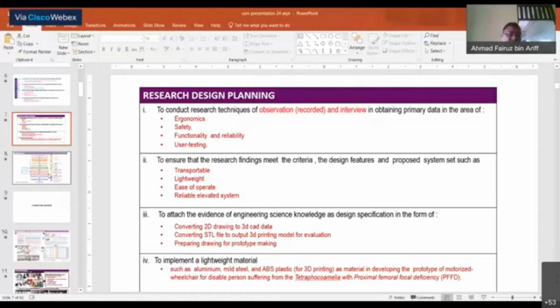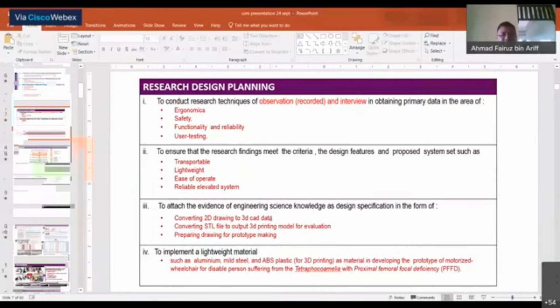Number three, to attach evidence of engineering science knowledge as a design specification in the form of converting data from 2D to 3D, converting STL file output to 3D printing, and preparing drawings for prototype making. Number four is to improvise the lightweight material such as aluminium, mild steel, ABS, etc.